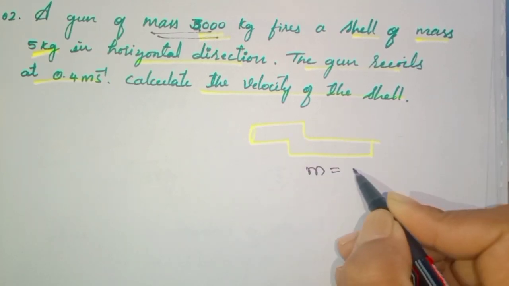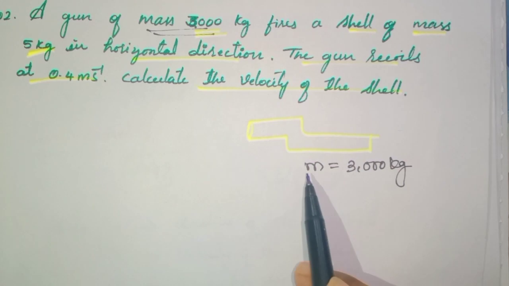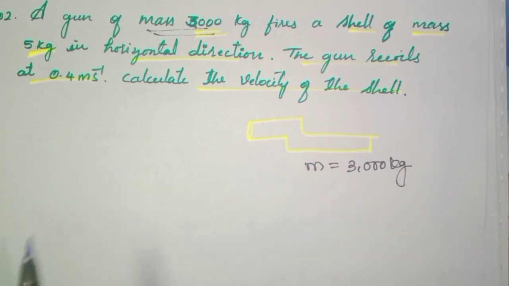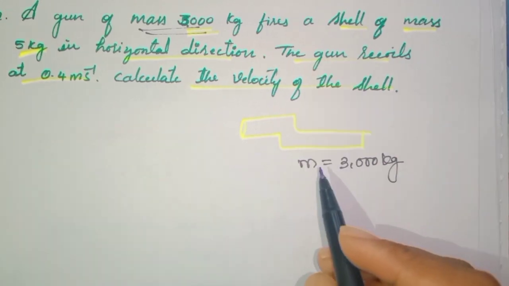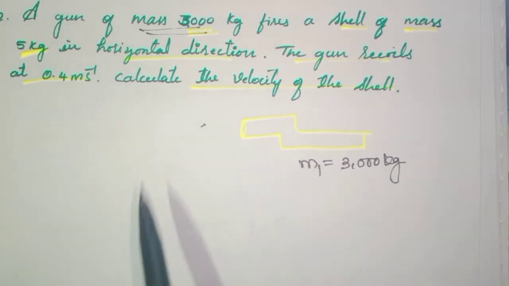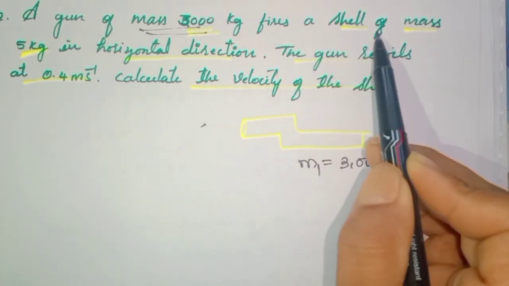M is 3000 kg. So mass of the gun we have written, and also there is one more object which is the shell. So I'll write this mass as M1. Okay, and this gun fires a shell of mass 5 kg.